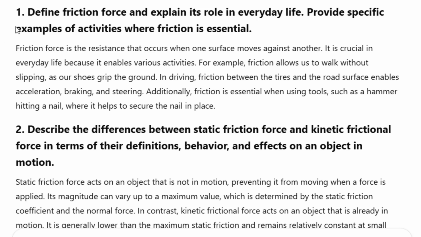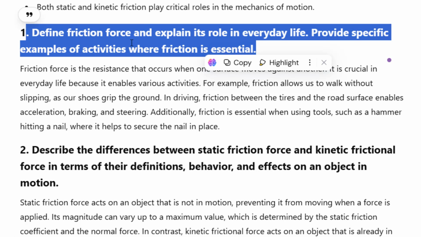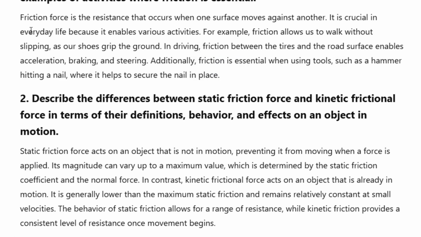Step 1. Define friction force and explain its role in everyday life. Provide specific examples of activities where friction is essential.